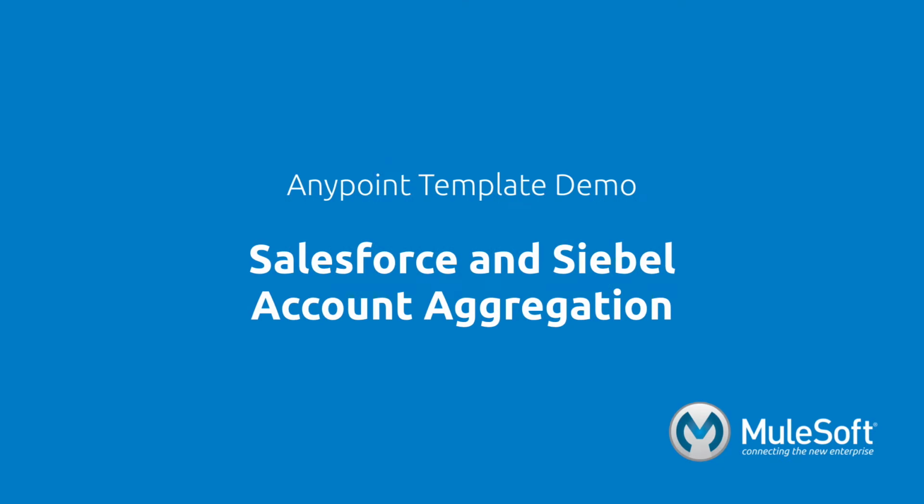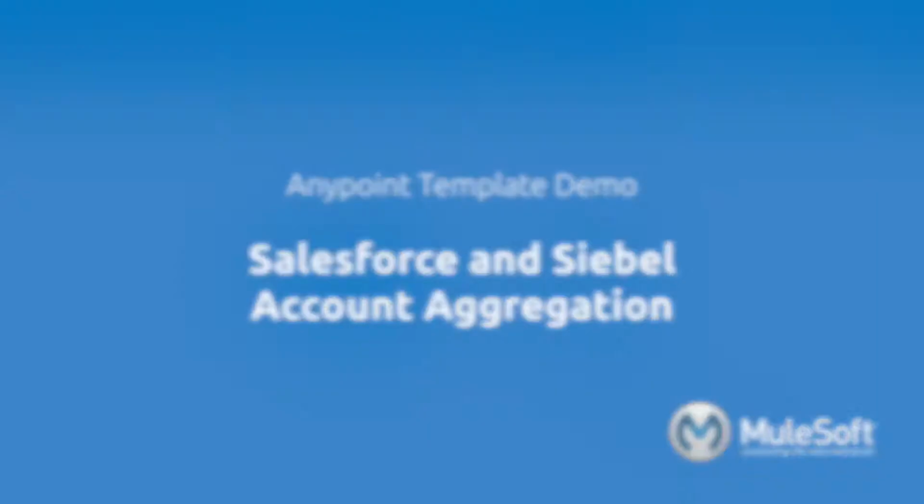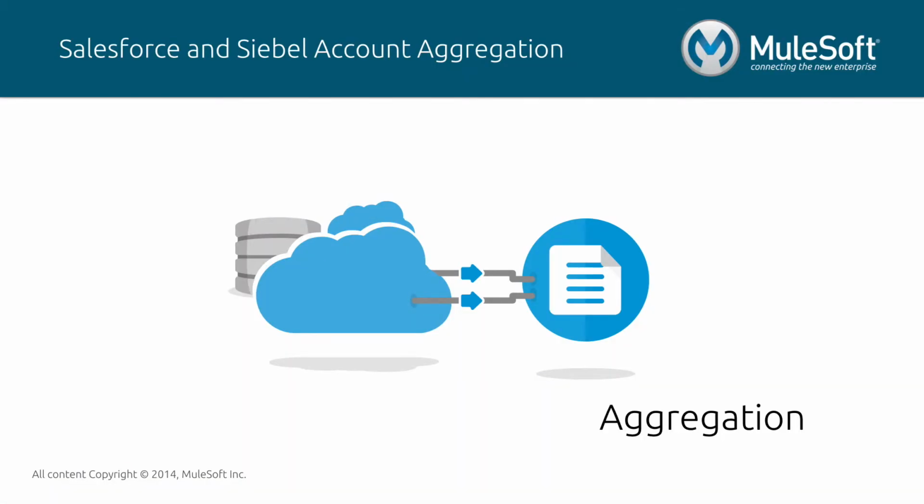This demo will showcase our Salesforce and Siebel account aggregation template. The aggregation pattern is the act of getting data from multiple systems and inserting into one. Aggregation is useful when building APIs that get data from multiple systems, creating reports or dashboards across multiple systems, preparing data for compliance or auditing purposes, and many more.